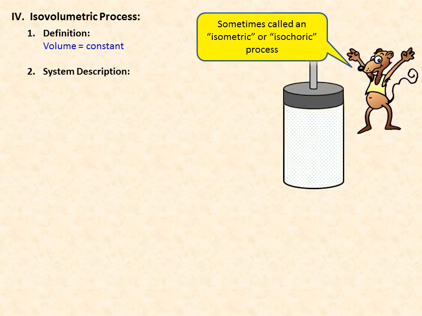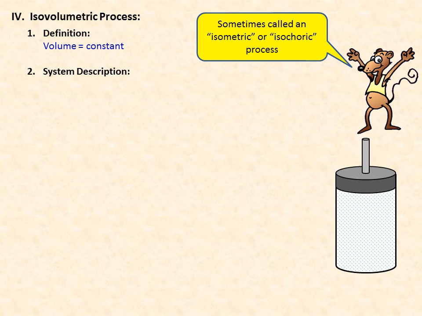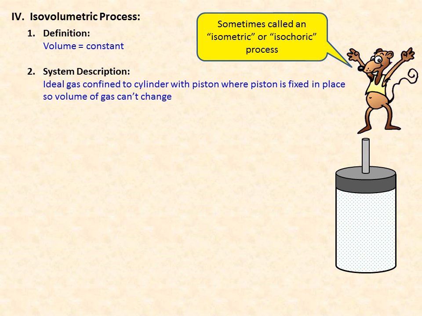When it comes to describing our system, as always, we're talking about an ideal gas here, but in this case we have a frozen piston. In other words, this is the case where the gas is confined to the cylinder, but the piston is not allowed to move, so the volume will remain constant.